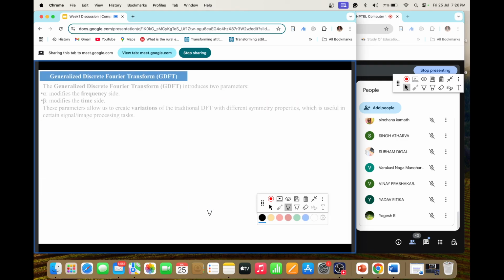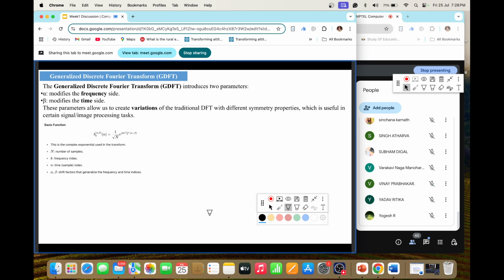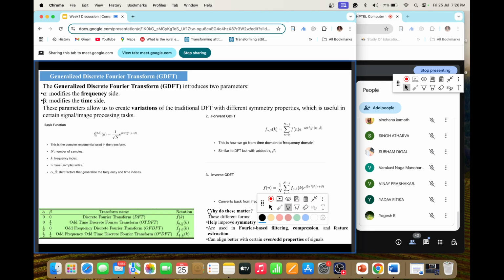Now let's move on to the next thing. This is the generalized discrete Fourier transform. Again, not that important, but this is the formula of the generalized discrete Fourier transform. Again, e to the power minus basis, so this is the basis. Now, generalized means we are generalizing the parameters. There are two parameters here, alpha as well as beta.